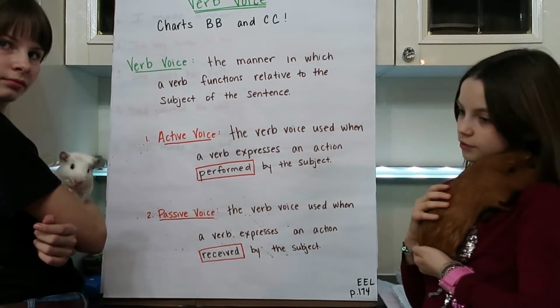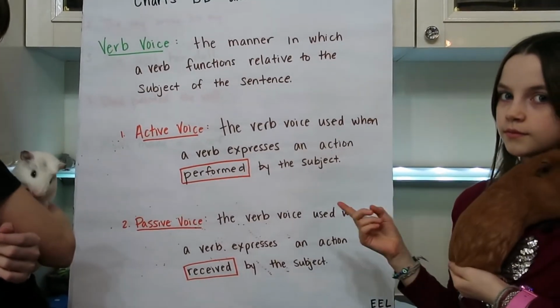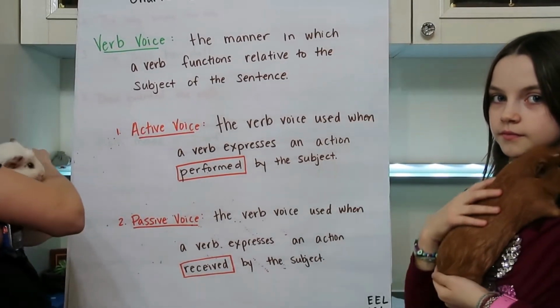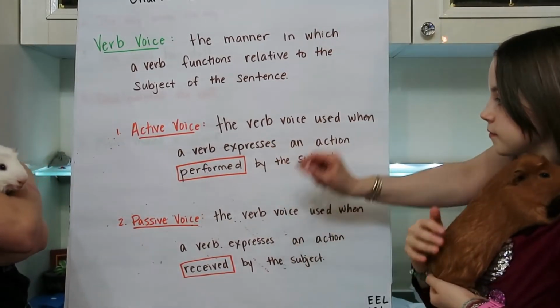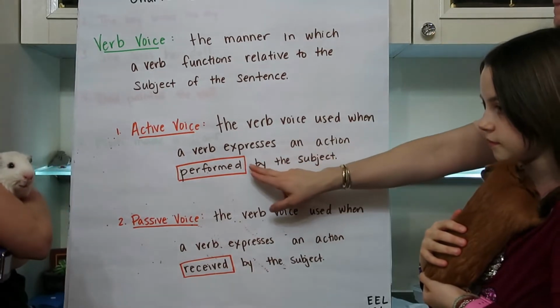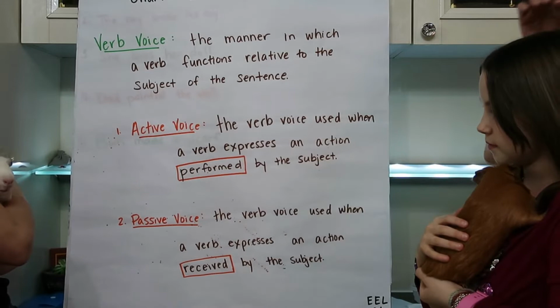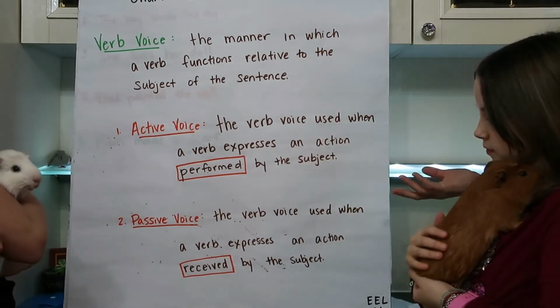Now, these two definitions between active and passive, that's really the only word that changes in the definition. It's either performed, or in a minute we'll see what a passive voice does. But the verb is being performed by the subject. They're acting, the subject's acting on the verb.